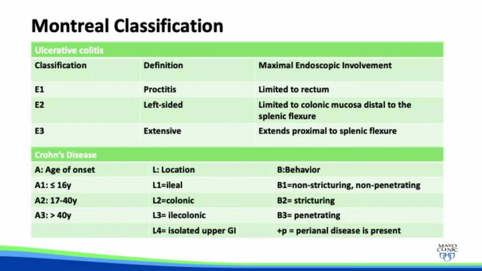We have the age of onset, A1, A2, or A3, if it's less than 16, 17 to 40, or greater than 40. We have location, which is an L score, L1 for ileal, L2 for colonic, L3 for ileocolonic, and L4 for isolated upper GI. And then finally, the behavior. B1 if it's non-stricturing, non-penetrating, B2 for stricturing, B3 for penetrating, and we add a little P if perianal disease is present.